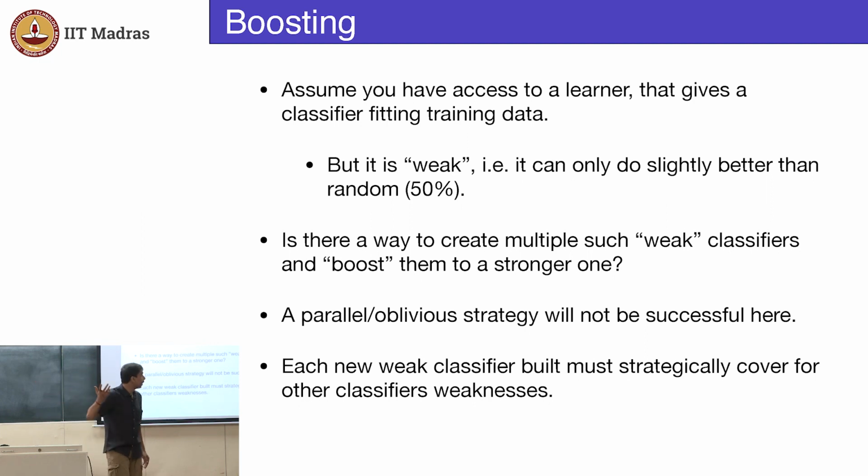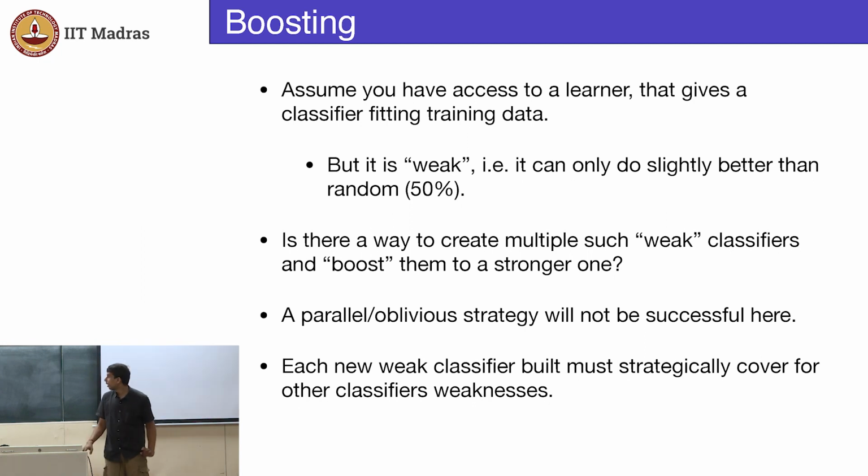You have access to a learner that gives a classifier fitting the training data, but it is weak. Right? So you can only do slightly better than random. In the case of binary classification, you give any data, and you can get, let's say, 55% accuracy. You have somehow a magical black box. What it says is, you give me any training data, I will guarantee that I will get 55% accuracy. I'm not guaranteeing anything more. I might get 100%, but I'm not guaranteeing you that. I'm guaranteeing you only 55%.